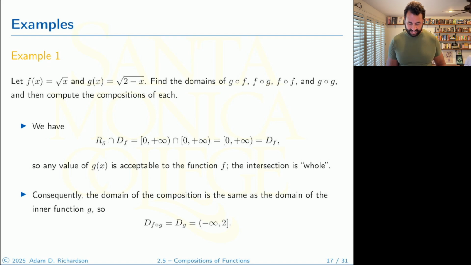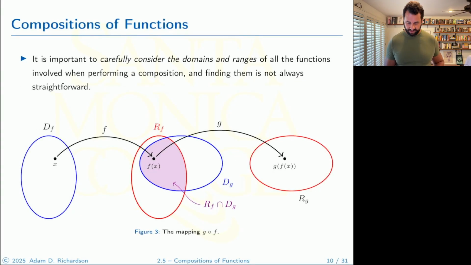So what that means is that any value of g of x is acceptable to the function f. So in this case, the intersection is whole. The Venn diagram is a circle, to use that meme, right? So this is a situation where this picture is not accurate. What's happening is these two ovals are actually coinciding perfectly. There's a perfect overlap.